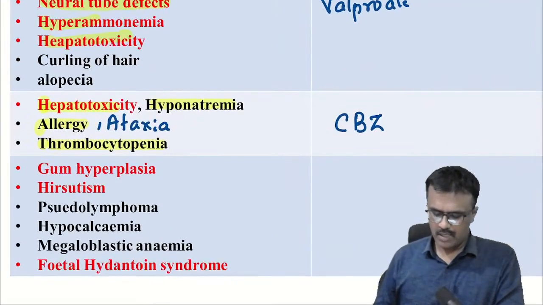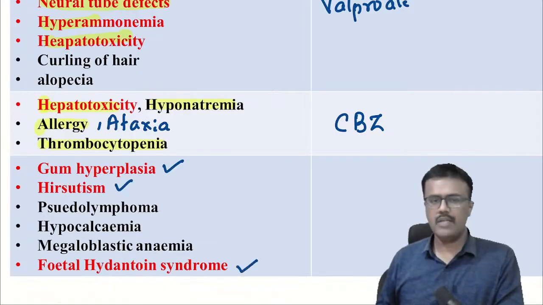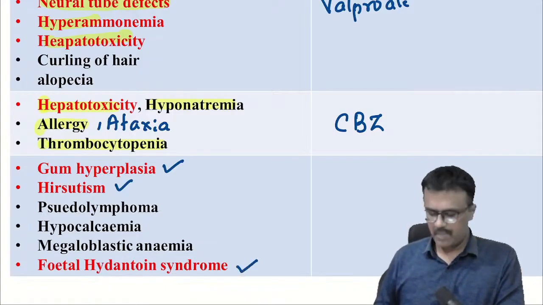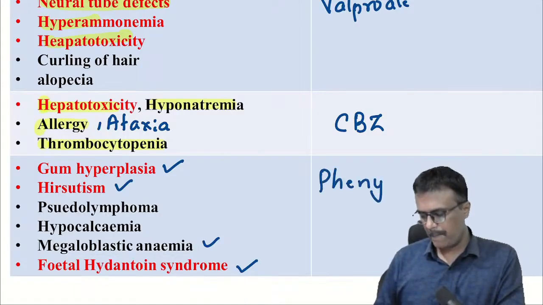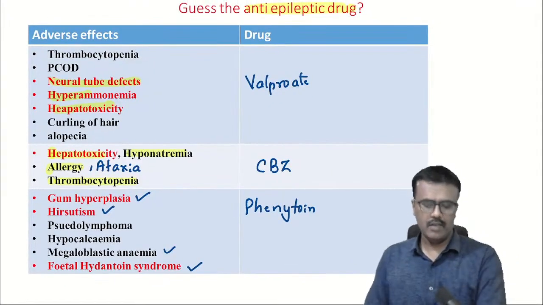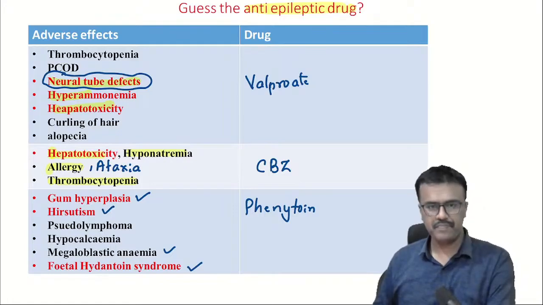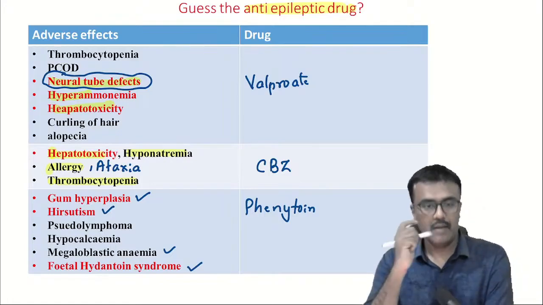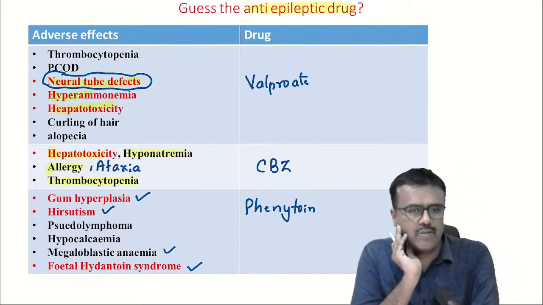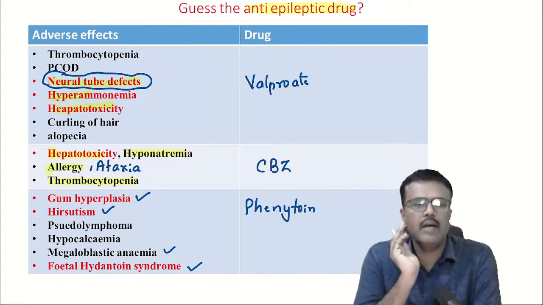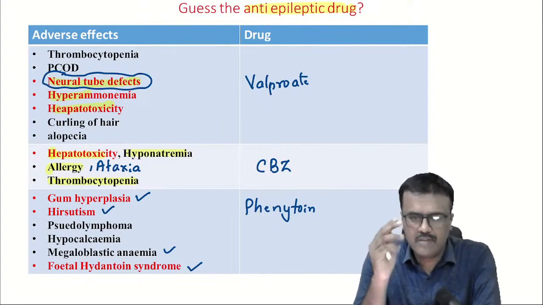So whenever you see gum hyperplasia, hirsutism, fetal hydantoin syndrome, megaloblastic anemia, we go towards phenytoin. Right? So recently in INICET they have tested neural tube defect. So these are the anti-epileptic drugs you can guess. And if a vision impairment occurs, you can guess it is due to vigabatrin.